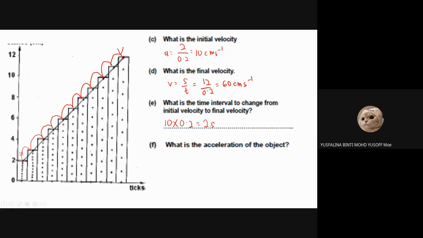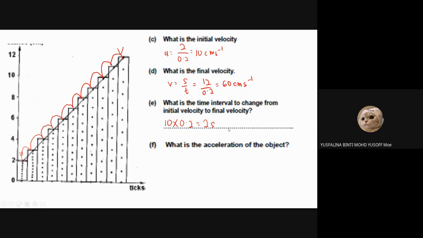Remember, for the time interval to change from initial velocity to final velocity, T, you have to jump 1, 2, 3, 4, 5, 6, 7, 8, 9, 10. So 10 multiplied by the total time for each strip. Before this, you calculated the time by multiplying by the total time for each part, so this one is also the same. So you get 2 seconds.